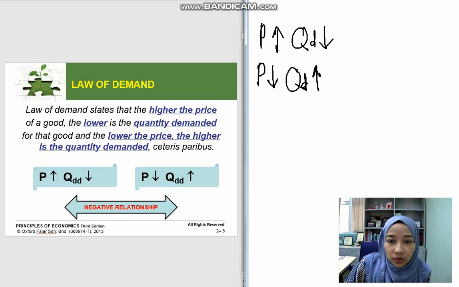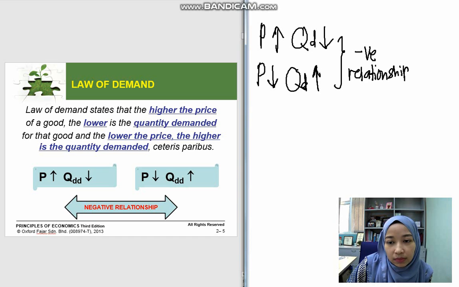So this is what we call a negative relationship, because when price increases, quantity demanded decreases. When price decreases, quantity demanded increases. So the effect is a negative effect. We call it a negative relationship between price and quantity. This is what we call the law of demand.